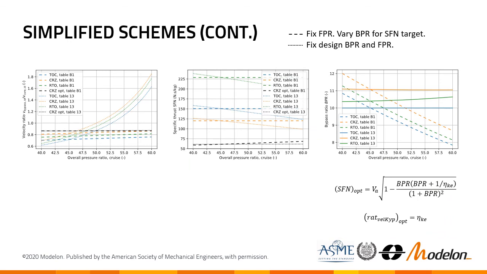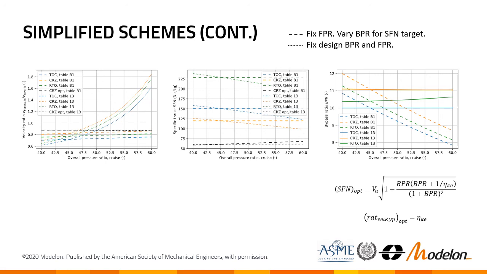This slide then shows some of the results for the parameter study varying OPER. OPER is obviously the abscissa or x-axis of all these plots. And from left to right, the plots show as y-axis or ordinate the velocity ratio, specific thrust, and bypass ratio. We see that the dotted lines correspond to the case introduced first, the simplified scheme 1, where we fix bypass ratio and FPR, and the dashed lines only fix FPR and vary bypass ratio for the specific thrust target.